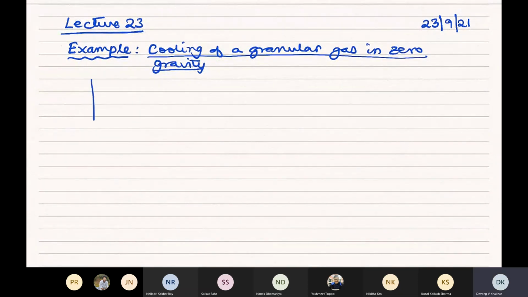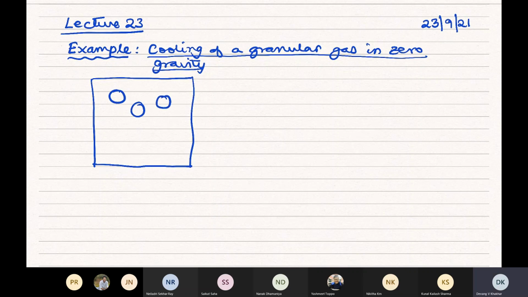And what do we want to do? Let's say we have this box, and this has many particles. In this way, I've been able to fill it up with particles, and each of them will have some velocity. But there is no mean velocity.